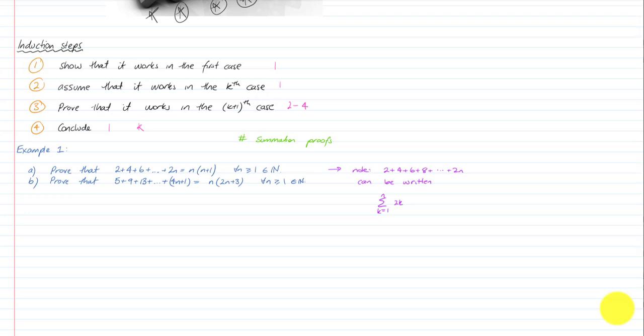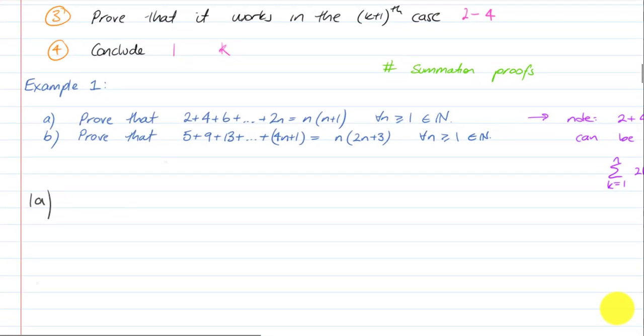So let's start with example 1A. In 1A, we want to prove that 2 plus 4 plus 6 plus and so on, up to some even number written as 2n, is equal to n times n plus 1. So let's do that using our steps.